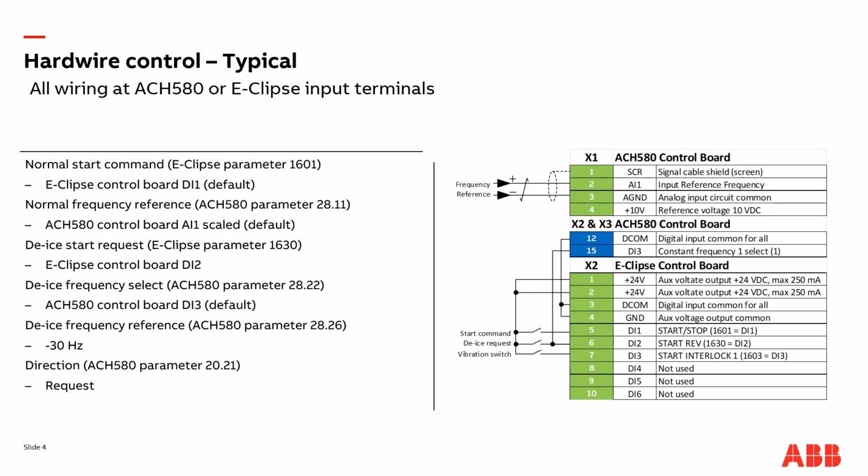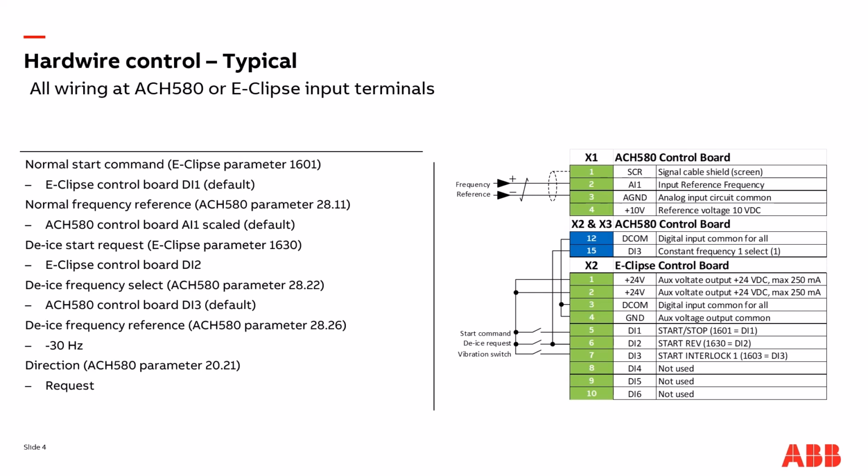Switching to the de-ice operation, we are going to configure the de-ice start request at E-Clipse parameter 1630, and this is going to set up DI2 to be a start reverse input. And then for the de-ice frequency reference, we're going to use the constant speed in the ACH580. And so we will use the DI3 as the trigger for the constant frequency. And this is set up at ACH580 parameter 2822.